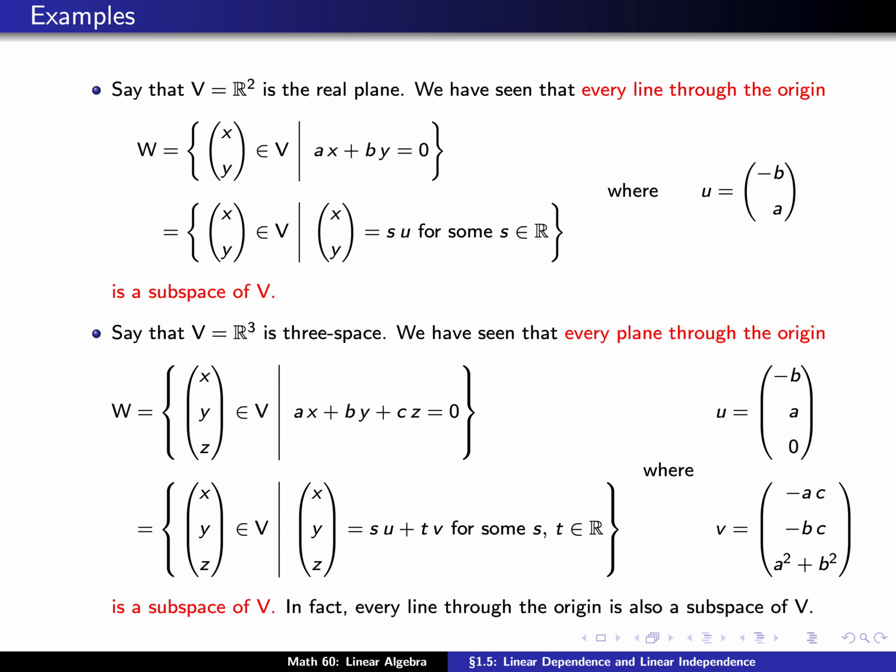Similarly, let's take a look at R3, that is 3 space. We've seen that every plane through the origin is a subspace of V. Well, one way we can write a plane is as the set of points x, y, z such that ax plus by plus cz equals 0. Another way to think of this is the set of points now that are moving in perhaps one of 2 directions, either in the u direction or in the v direction. Here, saying that we can move in some combination of those 2 is writing s times the vector u plus t times the vector v, where s and t are scalars, they're just real numbers.